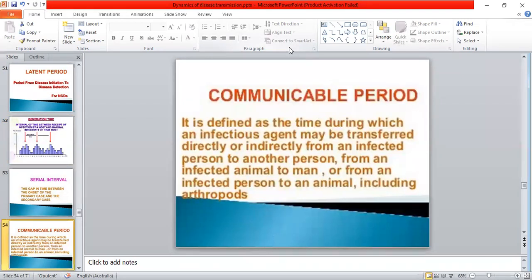Communicable period. It is defined as the time during which an infectious agent may be transferred directly or indirectly from an infected person to another person, from an infected animal to man, or from an infected person to an animal, including arthropods.